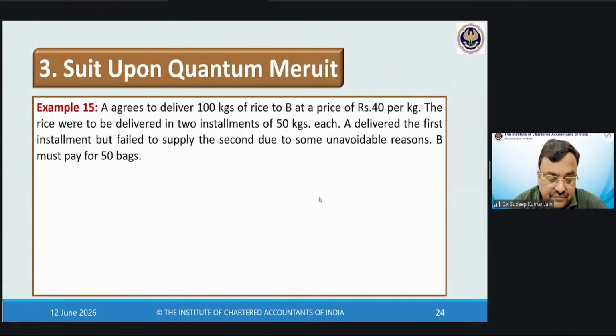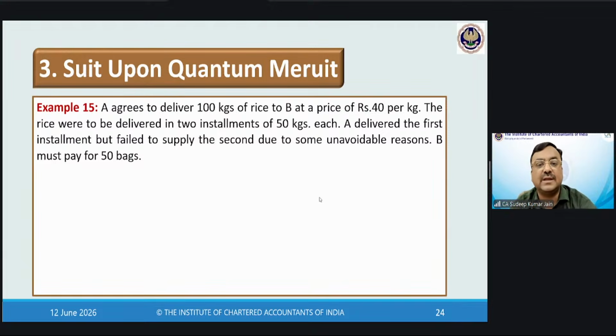See example number 15. A agrees to deliver 100 kgs of rice to B at a price of 40 per kg. The rice was to be delivered in two installments of 50 kg each. A delivered the first installment but failed to supply the second due to some unavoidable reasons. B must pay for the 50.